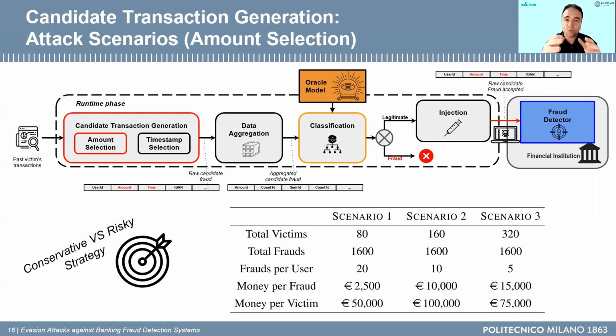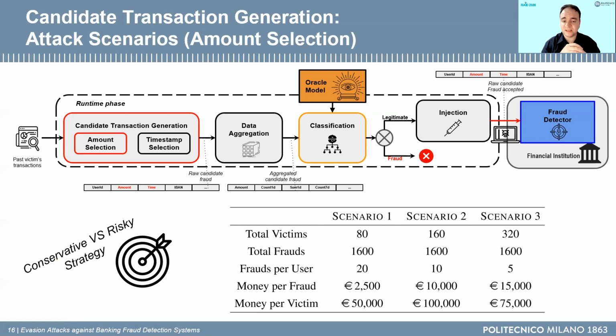For this reason, in a real-world scenario, the attacker should find a trade-off between the two. In this work, we decided to set up three different scenarios that represent the possible strategies that an attacker could use to choose the amount and the number of frauds to be committed. In the first scenario, the attacker has the goal to execute 20 transactions per user of 2,500 euros. So in this case, the idea is to execute a lot of transactions with a medium amount.